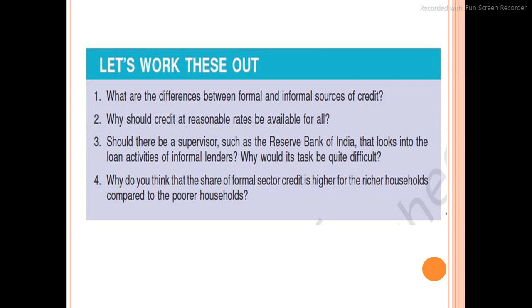Then second, why should credit at a reasonable rate be available for all? Just now we had seen the point that they are dependent on the informal sectors. Then third, should there be a supervisor such as the Reserve Bank of India that looks into the loan activities of informal lenders? Why should this task be quite difficult? Next, fourth, why do you think that the share of the formal sector credit is higher for the richer households compared to the poor households?